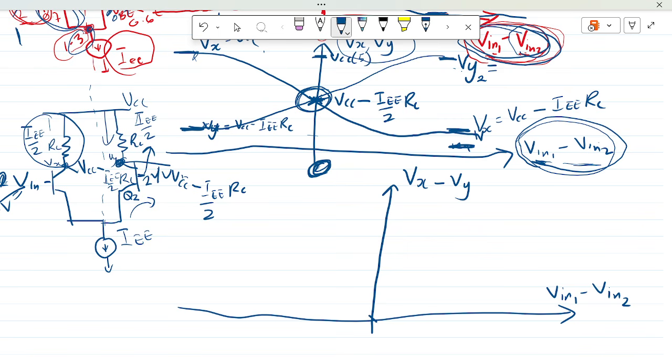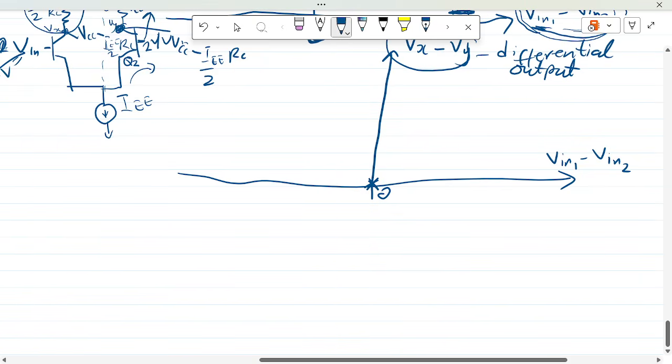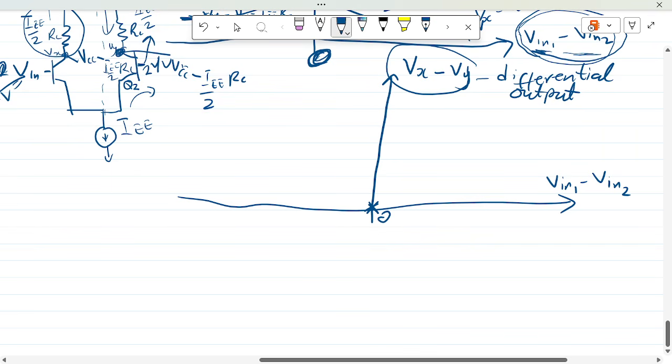So the output differential. Now this is called differential output, just so that we get familiar with that. So differential output now becomes 0 when the differential input is 0, and that's something that we have seen before. So this is the characteristic that explains how the differential amplifier behaves. So it tells us that when the differential input is 0, the differential output is also 0.